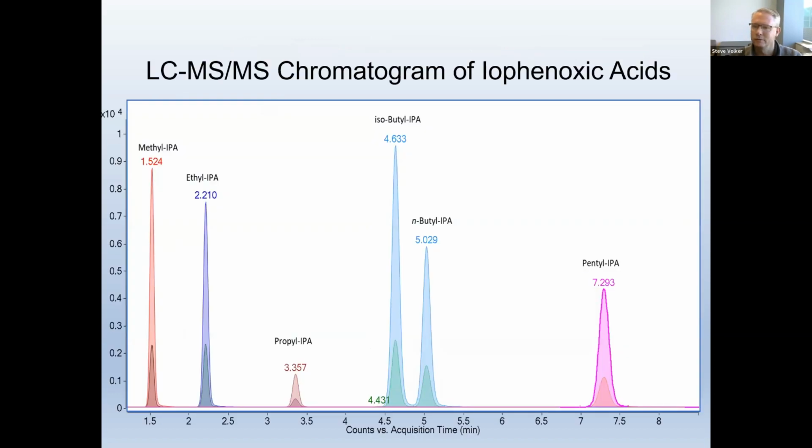This is the summary chromatogram illustrating the chromatography that we're achieving. And so originally, several slides back, I already had an image showing the methyl, ethyl, and propyl. So as you can see, we have the addition of the isobutyl, N-butyl, and pentyl IPA, and that's all being eluted in less than 8.5 minutes.